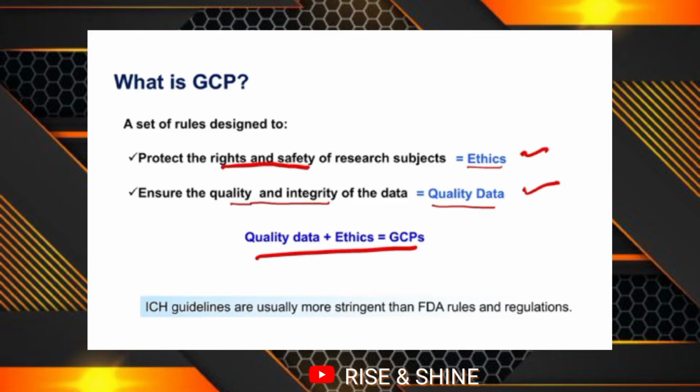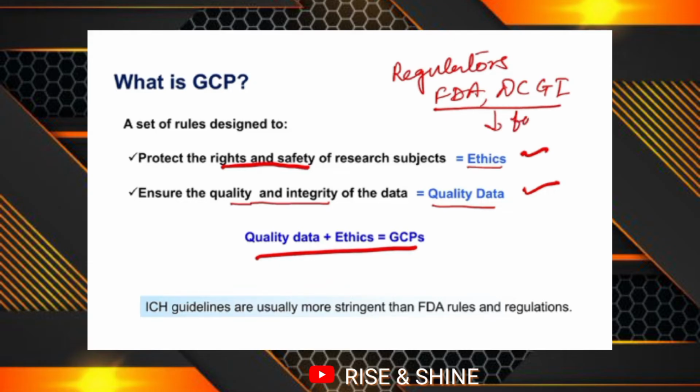And ICH GCP guidelines are more strict than your regulation. Why? Because all the regulators, maybe it's the FDA, or if you are in India, it is the DCGI, or if you are in another country, their regulatory body, are asking you to follow GCP. So although GCP is a guideline, it is more strict than even your regulations, because regulators are saying you have to follow GCP, right?